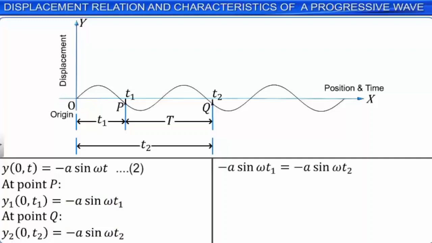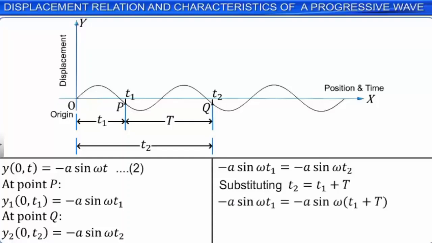The particle of the medium has completed one oscillation from point P to point Q, for which the time taken is the time period T. By substituting t2 = t1 + T, we get −A sin(ωt1) = −A sin(ω(t1 + T)). This equation can be written as −A sin(ωt1) = −A sin(ωt1 + ωT). Let this be equation 3. The above equation is true only if ωT = 2π. Therefore, ω = 2π/T. This ω is known as the angular frequency of the wave.